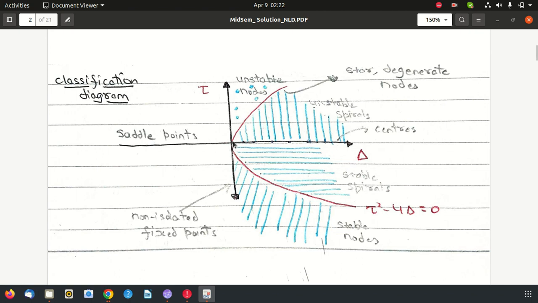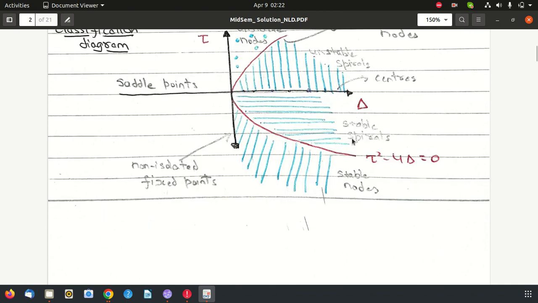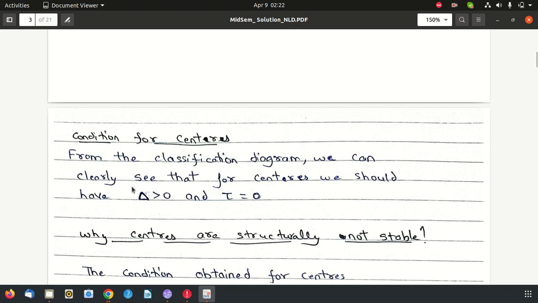So centers lie over this axis. We can clearly say that for centers, tau should be 0 and delta should be greater than 0. So the condition should be this. If you got this right, I gave 2 marks for this.